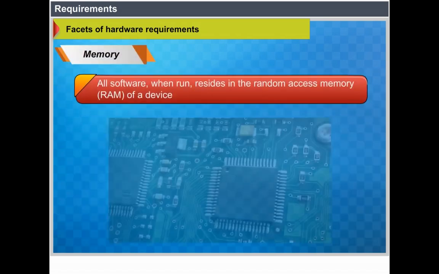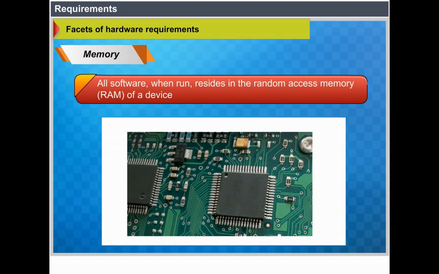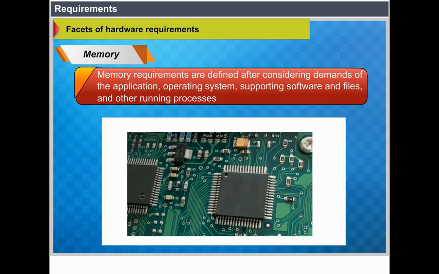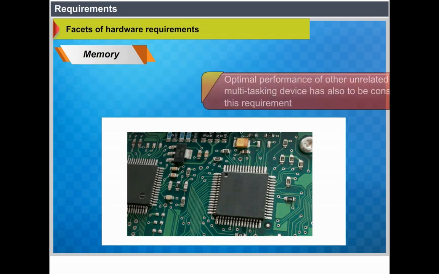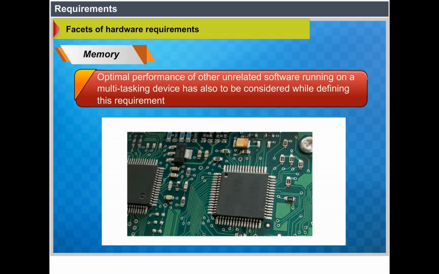Memory: all software, when run, resides in the random access memory (RAM) of a device. Memory requirements are defined after considering demands of the application, operating system, supporting software and files, and other running processes. Optimal performance of other unrelated software running on a multitasking device is also considered when defining this requirement.